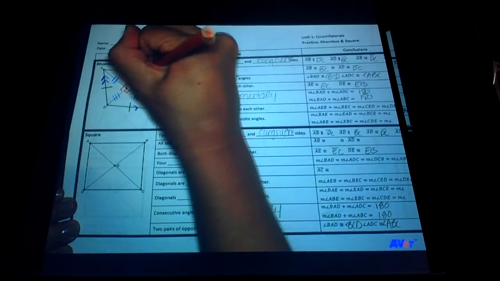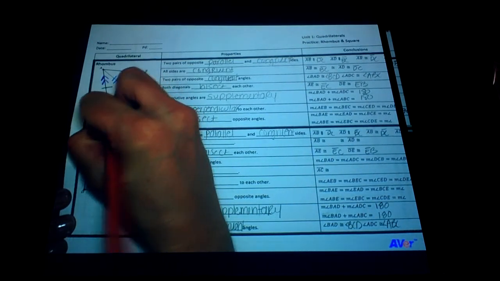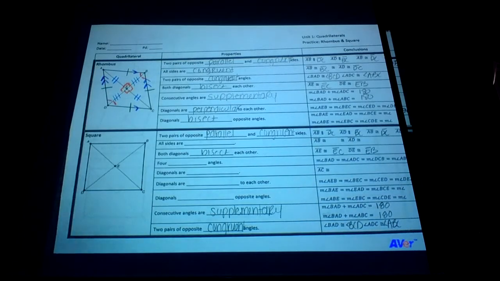Here's what that looks like. Angle B has been bisected into two congruent parts. Angle D has been bisected into two congruent parts. And since my opposite angles are congruent, those four individual angles are congruent.